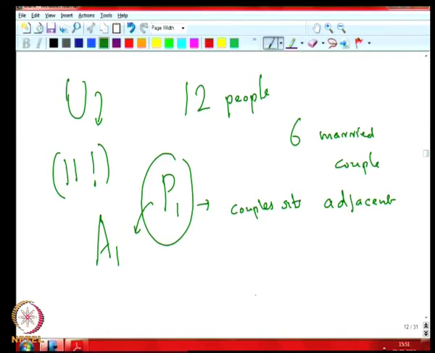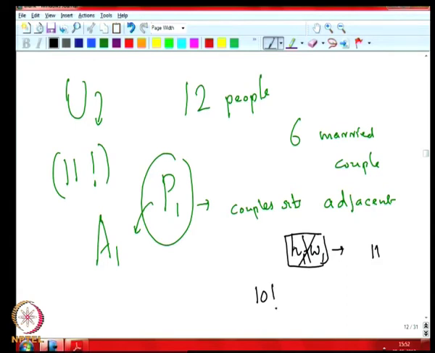We know the technique to count that. Say couple 1, husband 1 and wife 1, we will just tie them together, introducing some H dash notation for that. We consider them as one person, and then we arrange the resulting 11 persons around the circular table, which results in 10 factorial arrangements, because 11 minus 1.